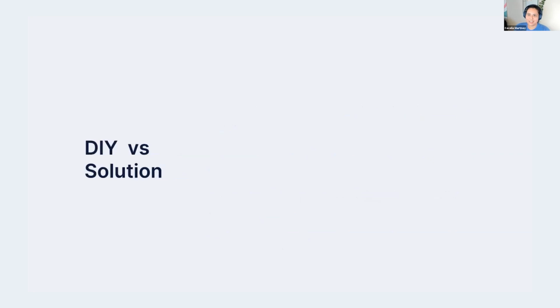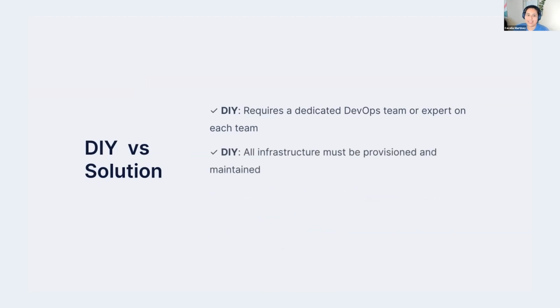The other big question is going to be maintaining a solution in-house or using a third-party solution, so DIY versus a solution. Managing deployments in-house does typically require a dedicated DevOps team or a designated expert on each team. So I know, Steve, in the chat, we said earlier, one of the solutions was to have a centralized team that handles all of the web and native deployments because they did require configuration. This also requires you to have all the infrastructure provisioned and maintained.